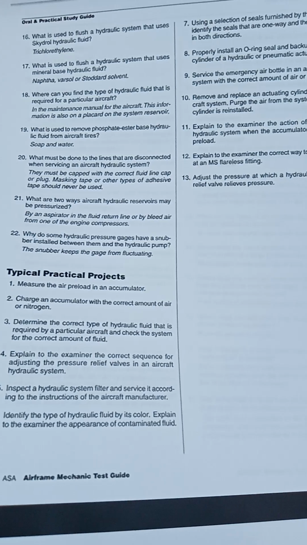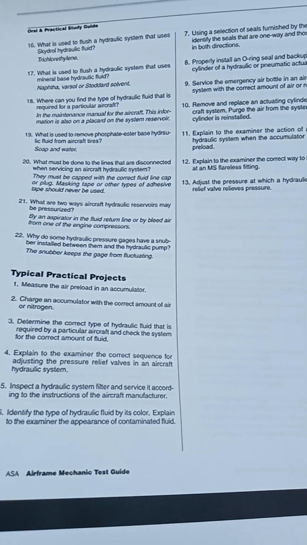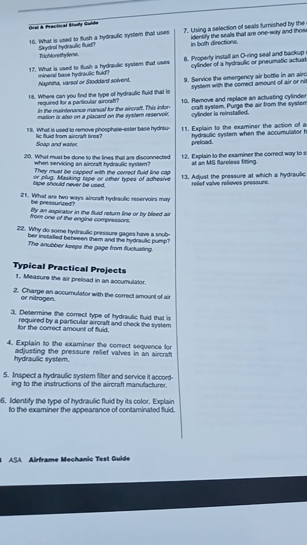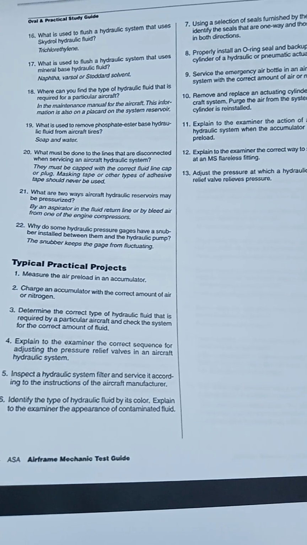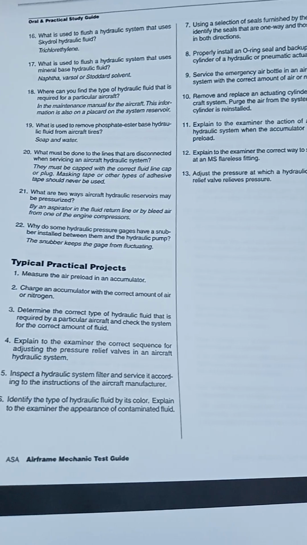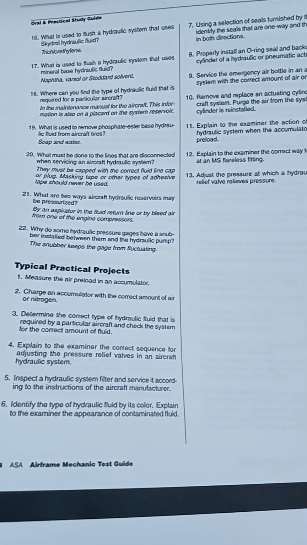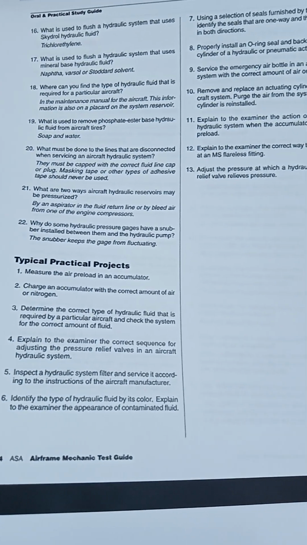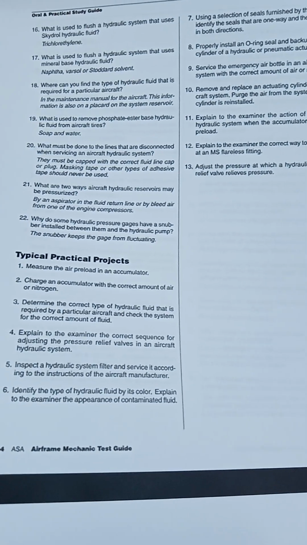Where can you find the type of hydraulic fluid that is required for a particular aircraft? In the maintenance manual for the aircraft. This information is also on a placard on the system reservoir. What is used to remove phosphate ester-based hydraulic fluid from aircraft tires? Soap and water.